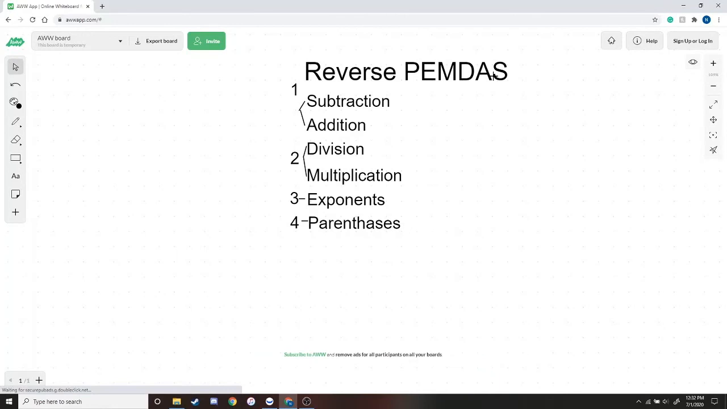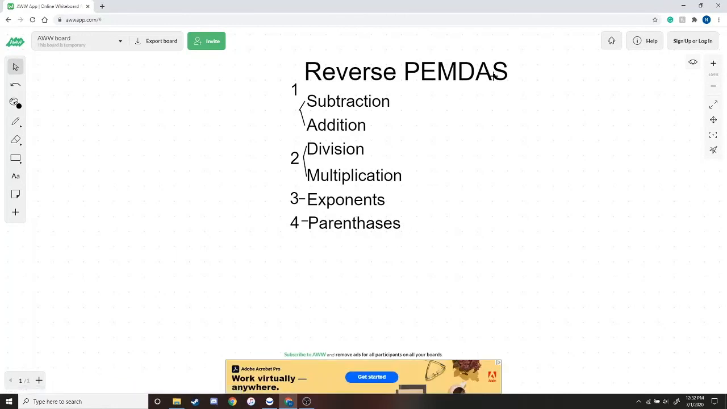Reverse PEMDAS is exactly what it sounds like. You use PEMDAS when attempting to solve an equation, but when you're solving for x, you're looking to undo an equation to find a specific part. Therefore, you go in reverse order. So first you do addition and subtraction, second you do division and multiplication, third exponents, and finally parentheses.